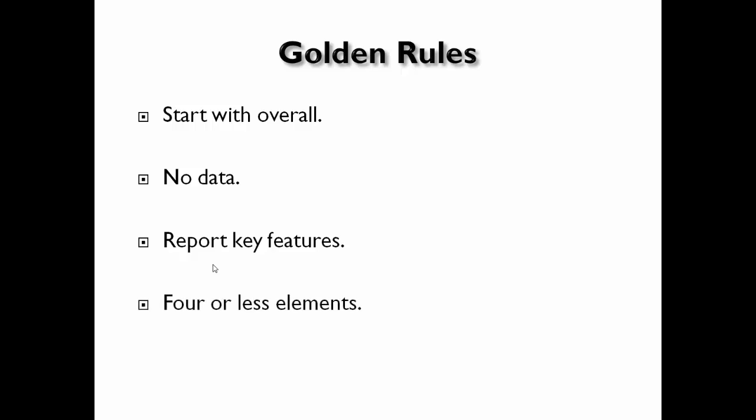Start with overall. So you're always going to begin your overview with overall. Never include any data. Report key features only, the most significant features, the most important features. 4 or less elements, so 4 or less things. Sometimes only 2 things, sometimes 3 things. And 2 sentences only. 2 sentences will make you prioritize, and it will make you only pick the most important things. So let's review what we did in this module.